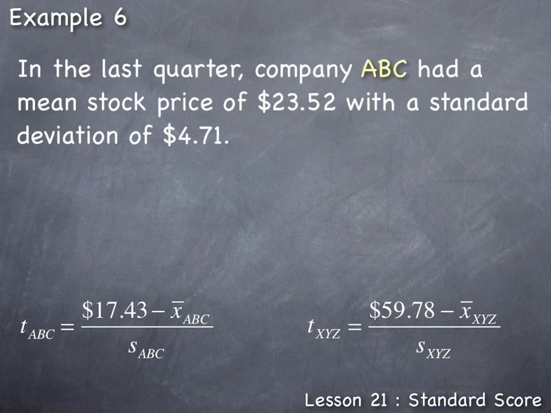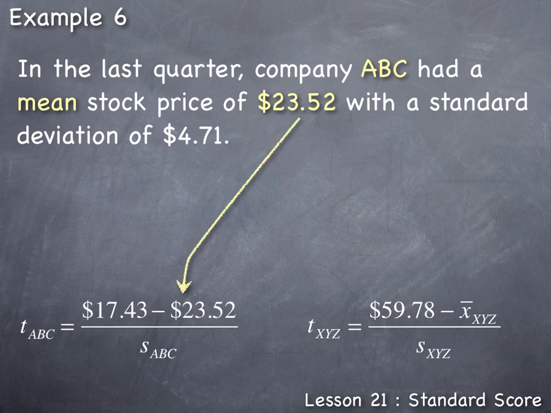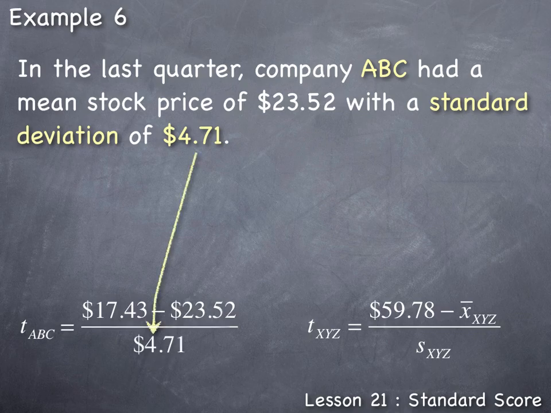Now, we were given that company ABC had a mean stock price of $23.52. So X bar for company ABC that quarter was $23.52. So we'll input that value into the standard score formula. The company also had a standard deviation of $4.71 that quarter. So S for company ABC, the sample standard deviation that quarter, is $4.71. So we'll input that value into the standard score formula for company ABC.